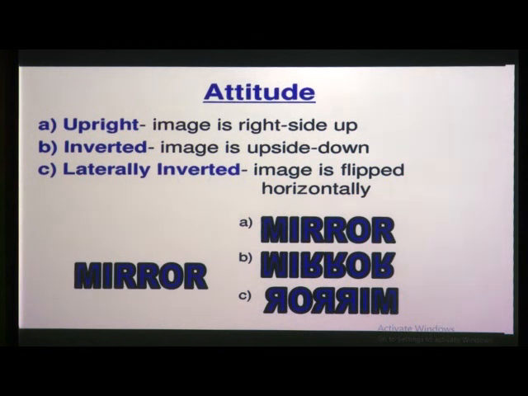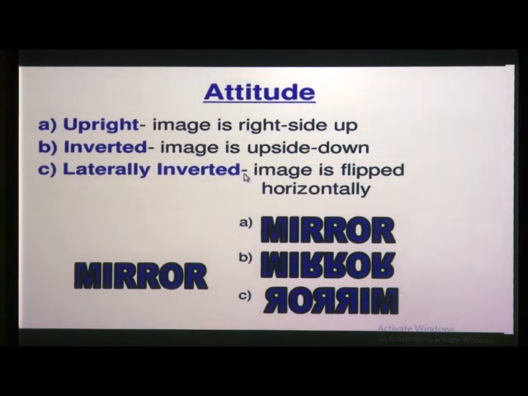Now, the next one is attitude. So what is meant by attitude? These types are not based on size, they are based on position. Whenever the position changes, on this basis again we will get three types of images. So which three types are given? The first one is upright. A is upright, B is inverted, and C is laterally inverted.